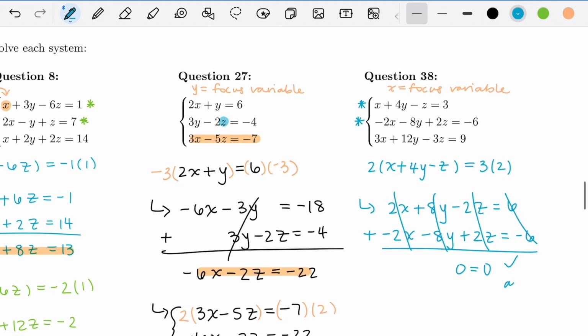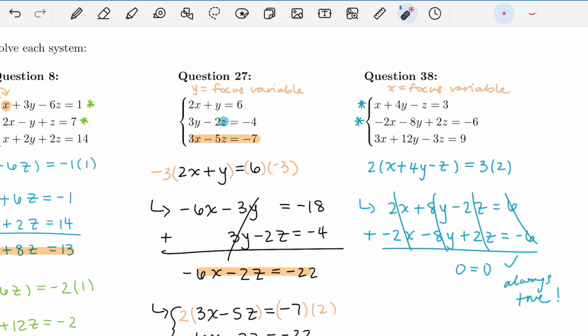So this is a case where we see that this is always going to be true. No matter what our variable values are, we're going to end up with a true statement.